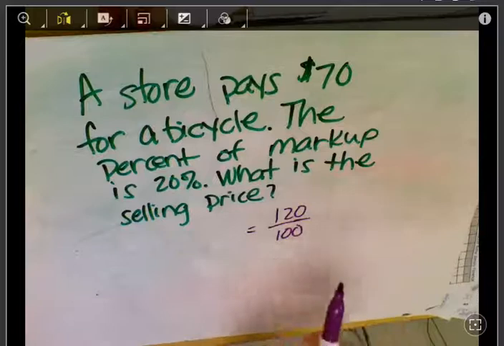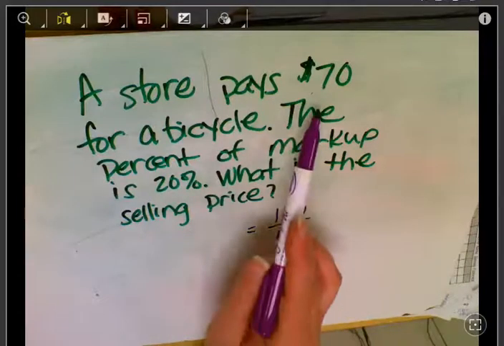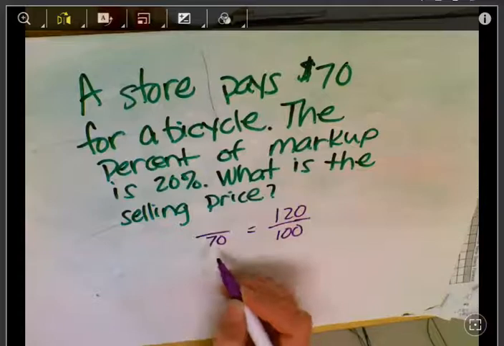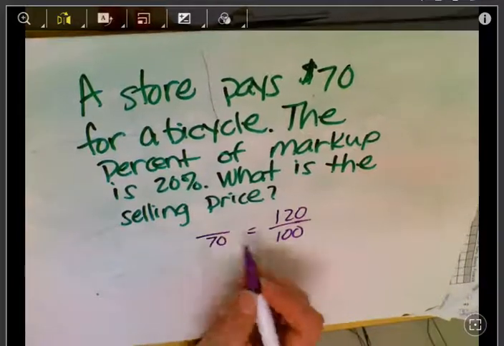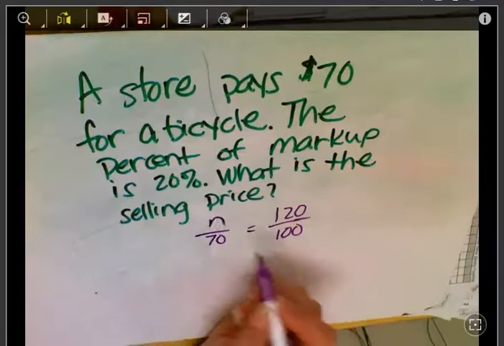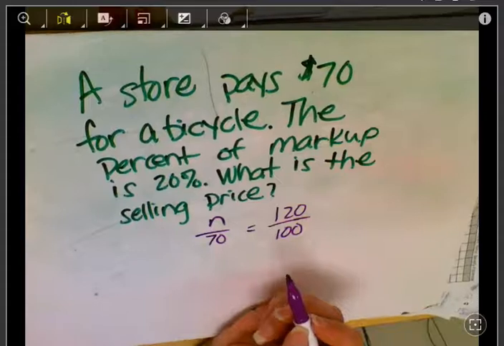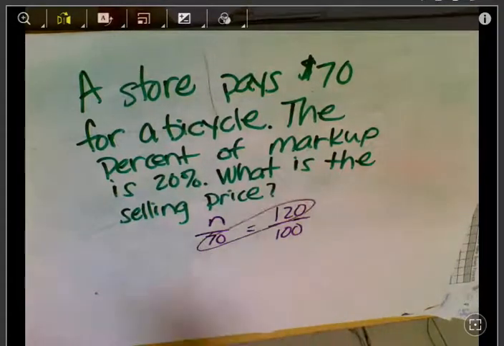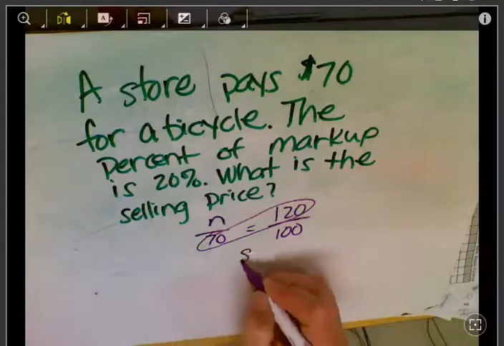So then your $70 was what the store paid, and you want to make more than that. So your 70 is going to be the total that they got, and you want to make more. So that's going to be up here. So this is your one that you have to figure out. So what you do is you do your cross multiples. Your 70 times your 120, and then you divide it by your 100, and your answer is going to be $84.